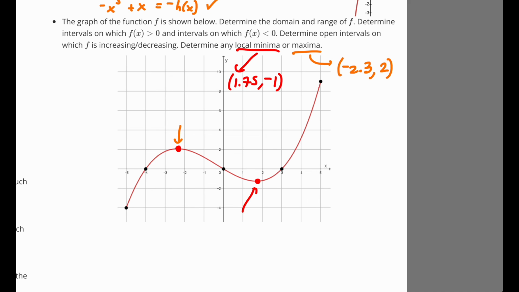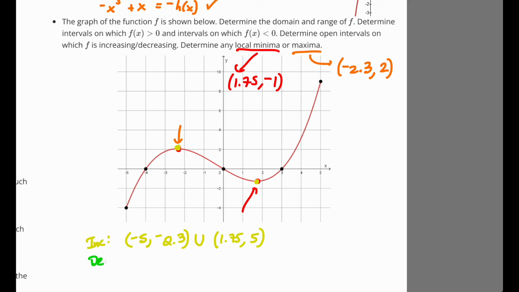Okay. And now that we have those x values, that 1.75 and that negative 2.3, we can figure out the increasing. It's increasing from negative 5 to this point right here, which is negative 2.3. So I'm going to say increasing from that. And then it's also increasing from this point right here, which is that 1.75. So from 1.75 to 5, it's going to be increasing.